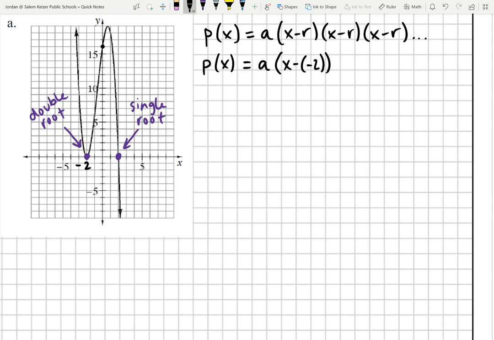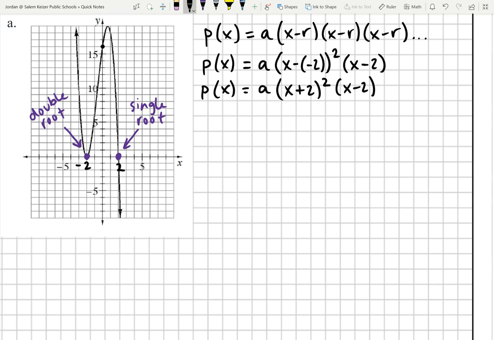Okay, that's a double root. So I should see a squared attached to that root. And my second root is at +2, it looks like. So x minus +2. So there's some simplifying we can do. So let's go ahead and do that. Okay, x minus a -2 is the same thing as adding 2. And there's nothing I need to do to simplify here. Okay, so now we've built the equation, at least with the roots that are there.